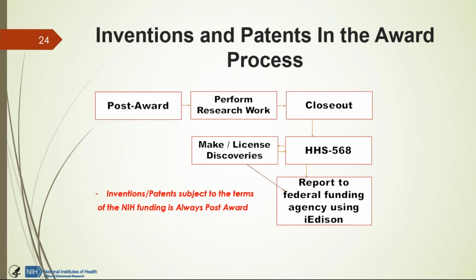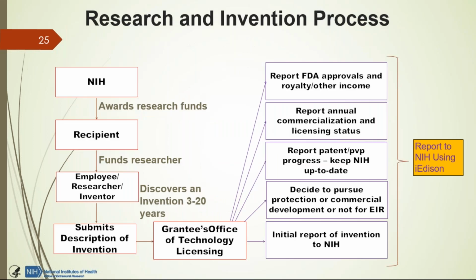On the next slide, again, it's just another visual about the research and invention process. On the left-hand side, you can see the NIH would award funds. The recipient or the grantee receives them. And then there could be an invention. Again, the research funded could be 10, 15, 20 years before the invention really is an invention that can be protected under U.S. laws.